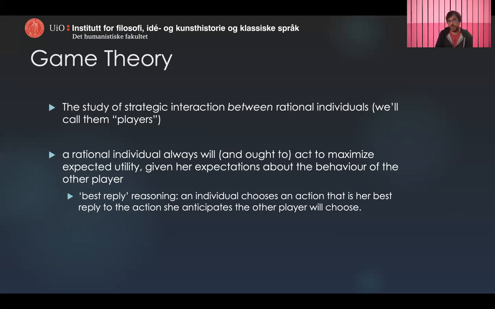The individual will choose an action that is the best response to the action that she anticipates the other person will choose. So I anticipate that you will do a certain thing, and then I think, well, what should I do given that you do that? Well, okay, so you have two things you can do. Either you can do this, and then I will do this action, or you can do that other thing, then I will do that thing. So you choose the best reply to the possible actions that the other player can choose.